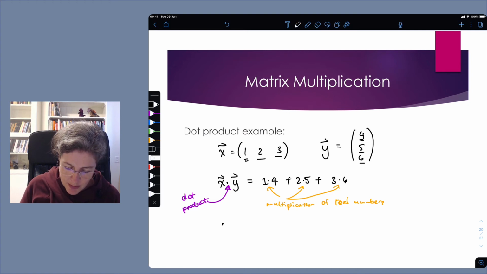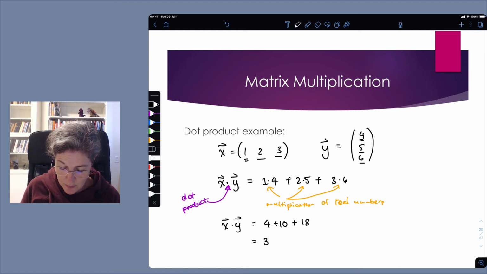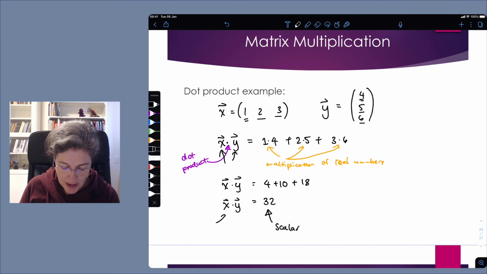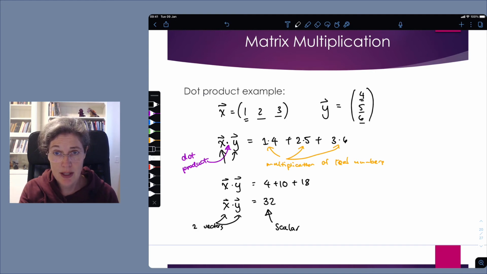Okay, so let's finish this up. x dot y is equal to 4 plus 10 plus 18, which gives us 32. The thing to note here is that we start out with two vectors, an x and a y, but our dot product ends up giving us a scalar, a single value. It's just giving us a number.